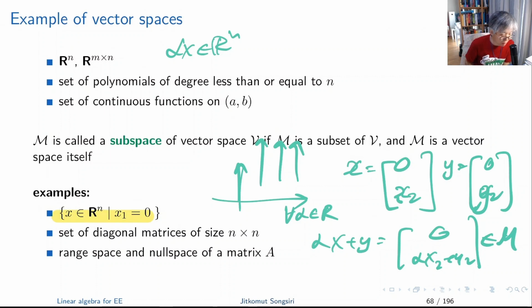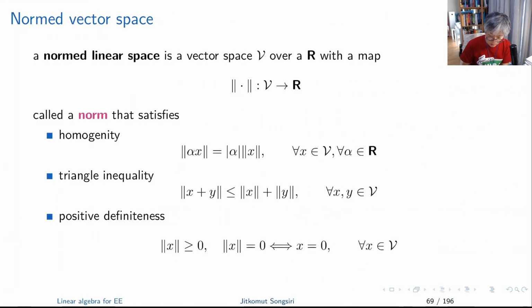Or you can talk about the set of diagonal matrices of size n by n. The set of diagonal matrices is obviously a subset of R^(n by n), and it's closed. This set itself is closed under addition. The sum of diagonal matrices is still diagonal. It's still closed under scalar multiplication because when you multiply any alpha with a diagonal matrix, you still get a diagonal matrix. Okay, so this is just to review the concept of vector space. Any member of a vector space is called a vector.